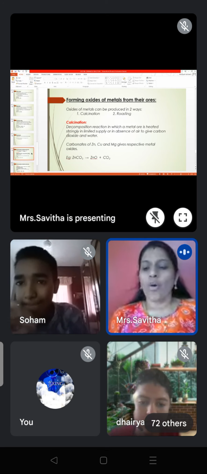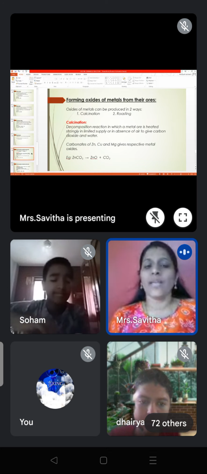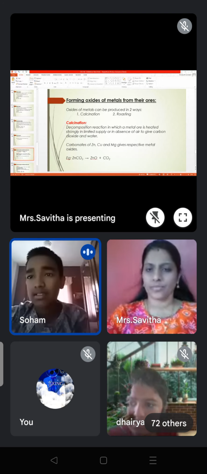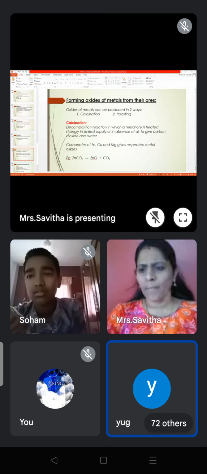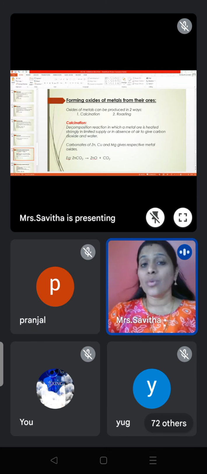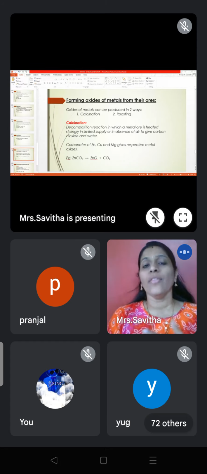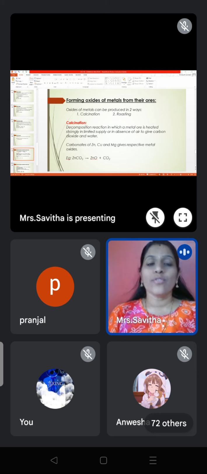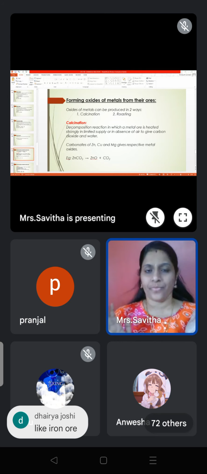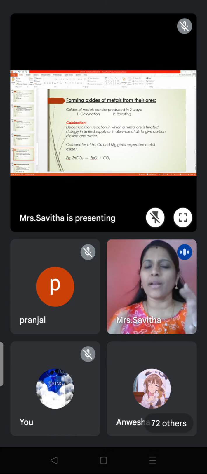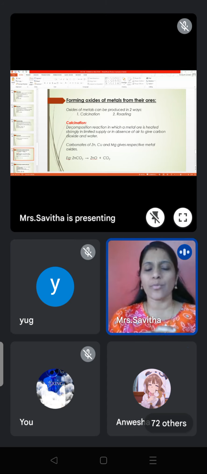The last part of the lesson is forming oxides of metal from their ore. You don't know what an ore is? What do we get from ore? Metals. We get metals, right? Sorry, I got confused with 9th standard. Ore contains minerals, the mineral of the main element. It is a mixture of many things.